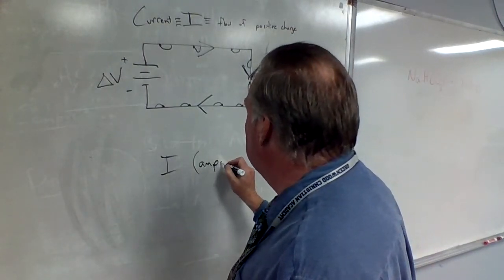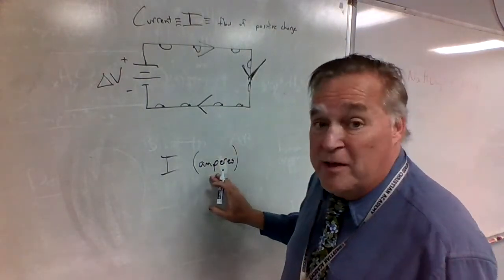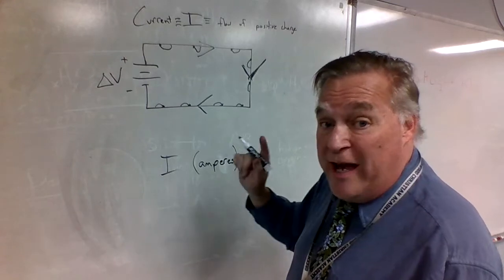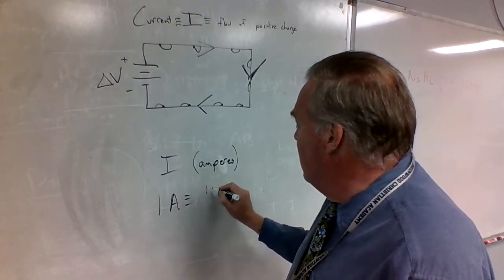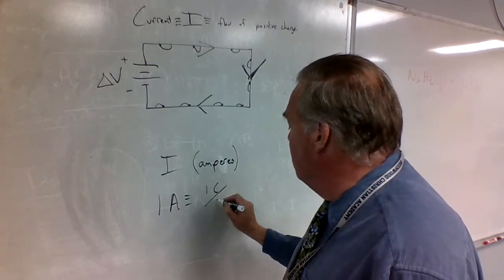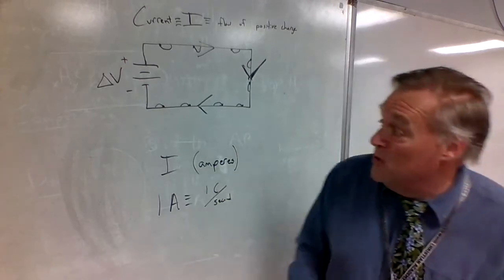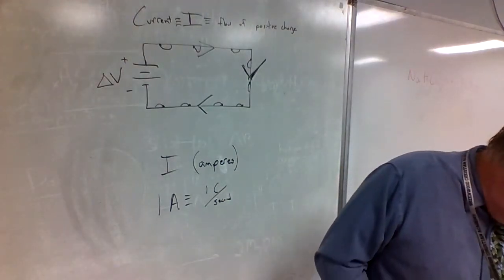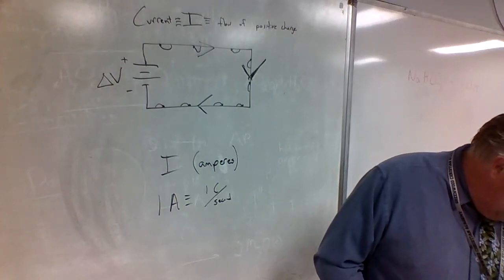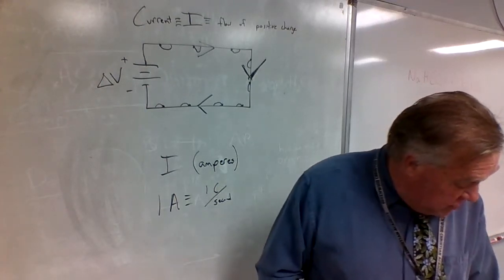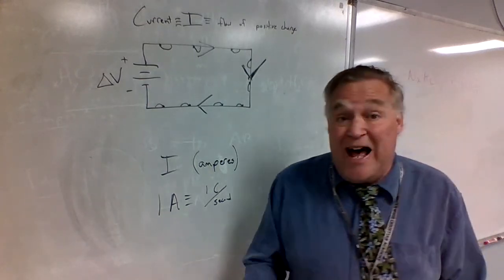We talked about that in chapter 1 this year, all right? I is measured in amperes. And what is 1 ampere? 1 ampere is 1 coulomb of charge per second, passing a point on the wire. So 1 coulomb of charge passing in 1 second is 1 ampere. That's a lot.